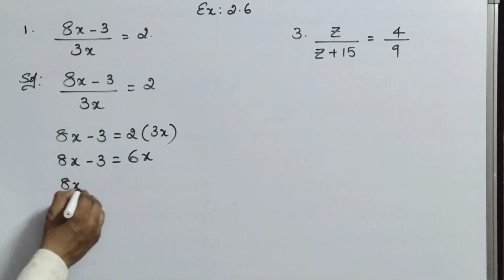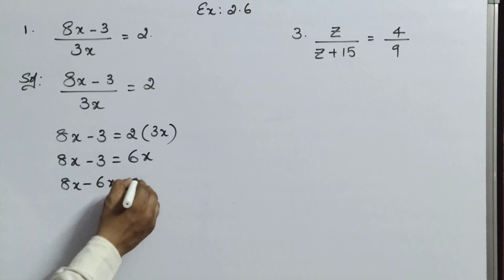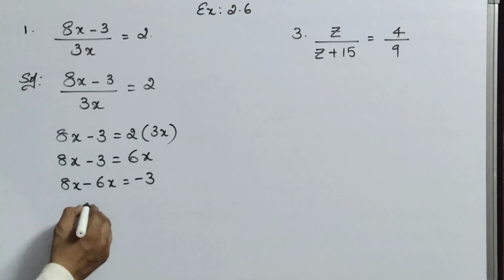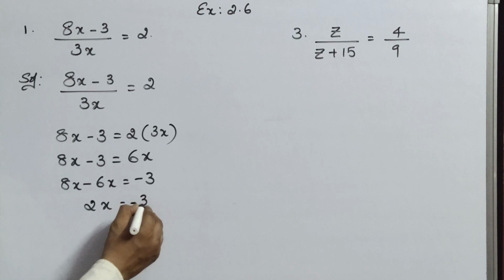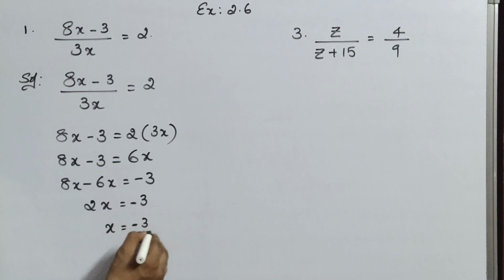So 8x plus 6x, meaning minus 6x, equals minus 3. 8 minus 6 is 2. So 2x equals minus 3. So x equals minus 3 by 2. Okay? Is it clear? Next.